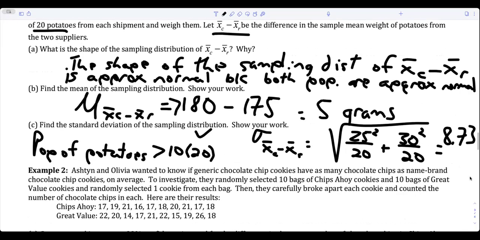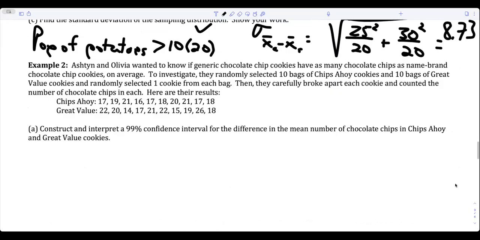I'm going to go on to the confidence interval. So, Ashton and Olivia wanted to know if generic chocolate chip cookies have as many chocolate chips as name brand chocolate chip cookies on average. So to investigate, they randomly selected 10 bags of Chips Ahoy cookies and 10 bags of Great Value cookies and randomly selected 1 cookie from each bag. Then they carefully broke apart each cookie and counted the number of chocolate chips in each, and here are the results. Part A says construct and interpret a 99% confidence interval for the difference in the mean number of chocolate chips in Chips Ahoy and Great Value cookies.